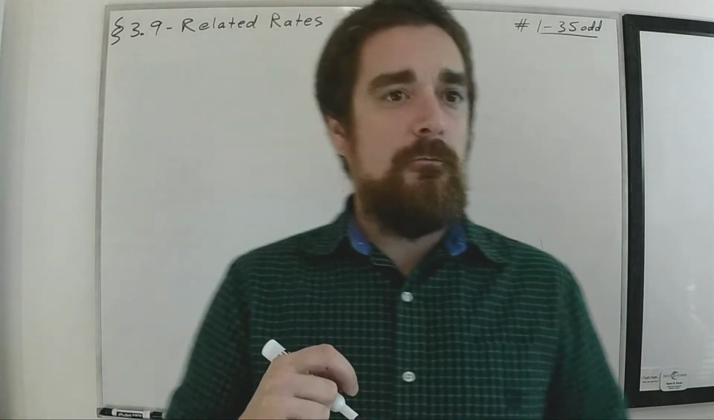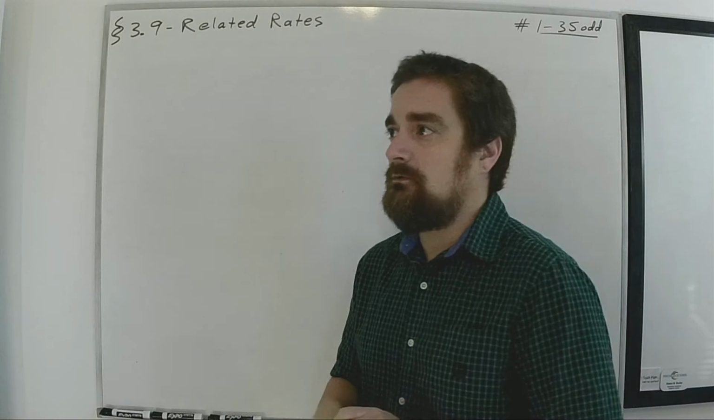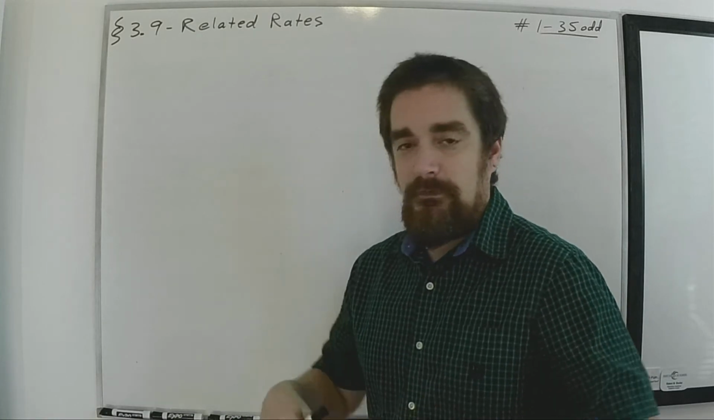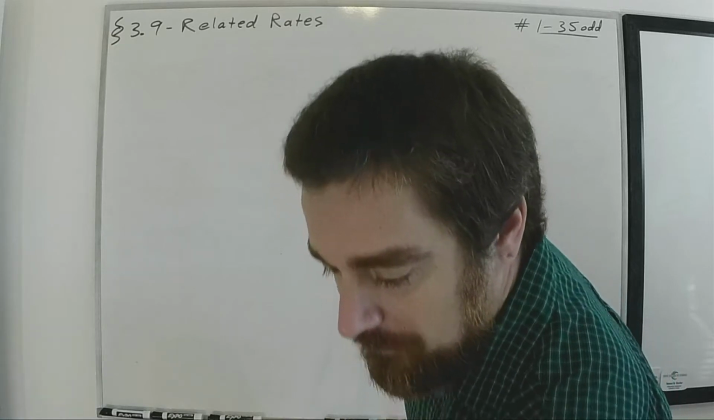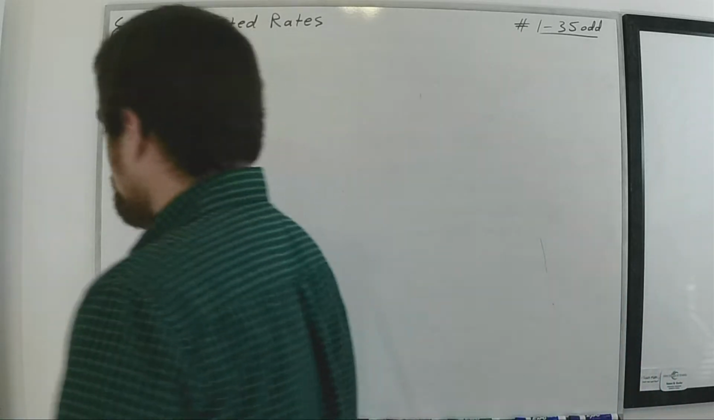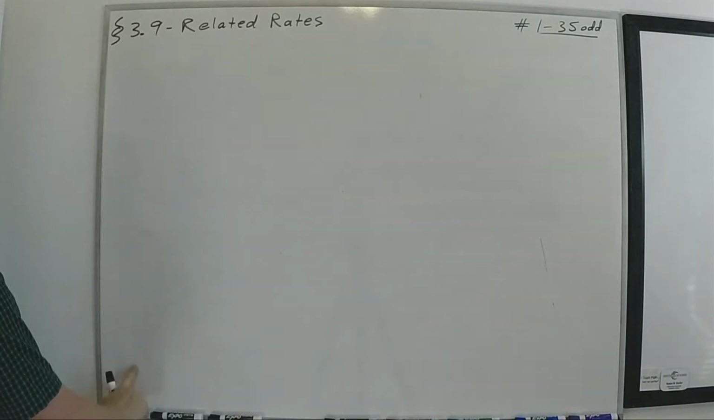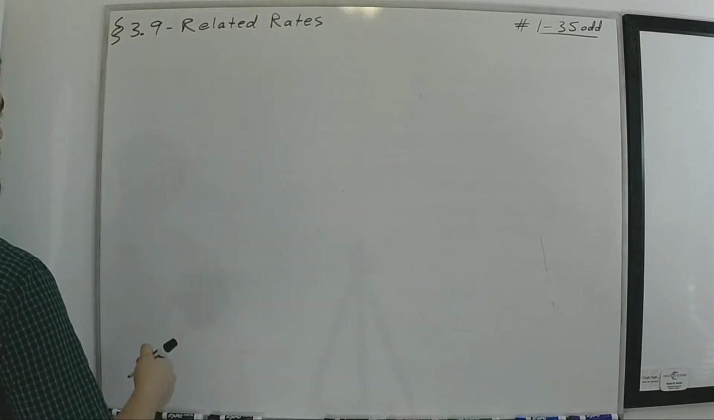We're going to talk about related rates, which means we're going to use a lot of implicit differentiation throughout this section. We're talking about word problems, but word problems that require some calculus in order to solve.